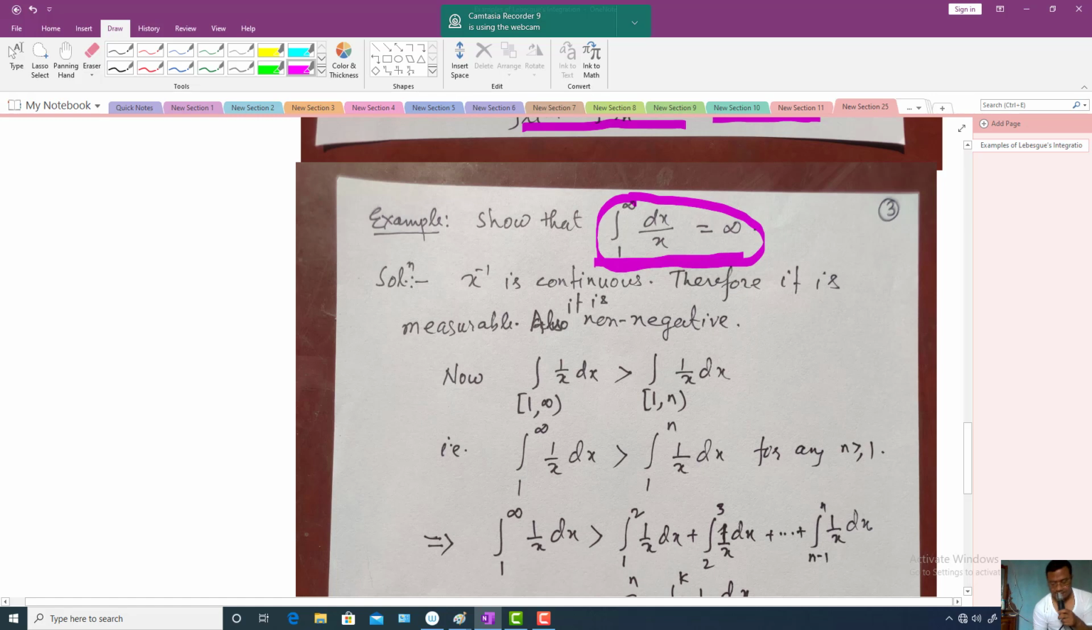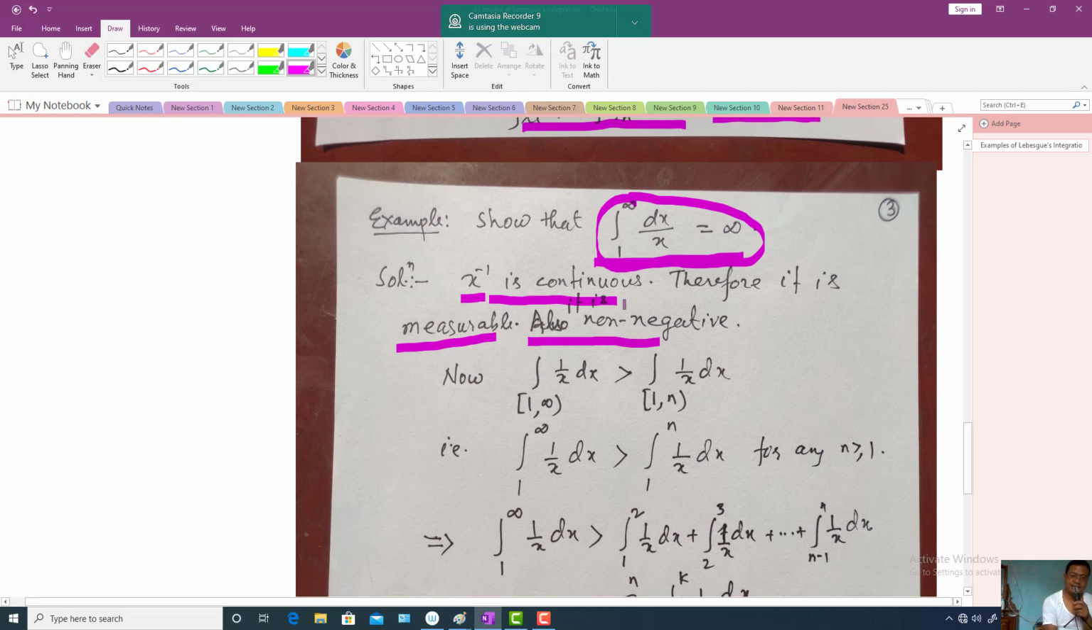So what Lebesgue says is that every continuous function is measurable. You know that 1 upon x, or x inverse, is a continuous function in this domain 1 to infinity. Therefore it is a measurable function. Also it is non-negative. It is obvious that in this domain 1 to infinity it is non-negative.